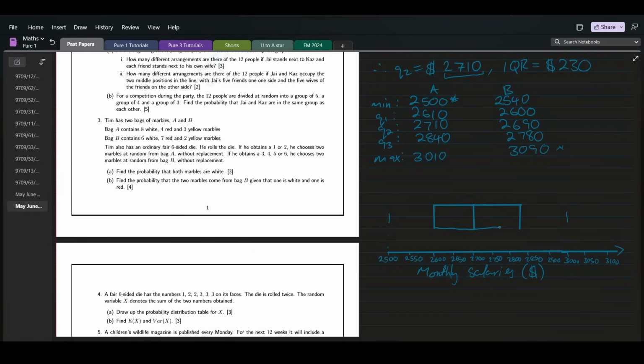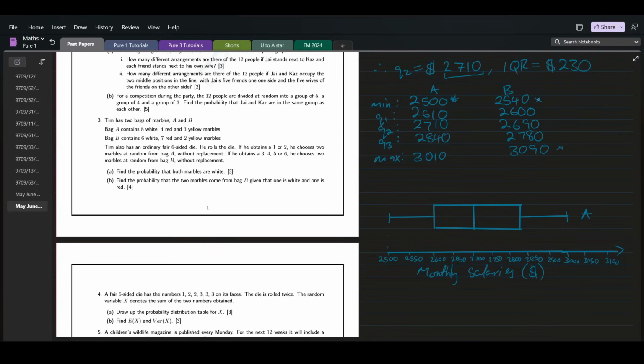Okay, and then we also need to draw our whiskers, and this is the box and whisker plot for company A. Let's do the same for B.